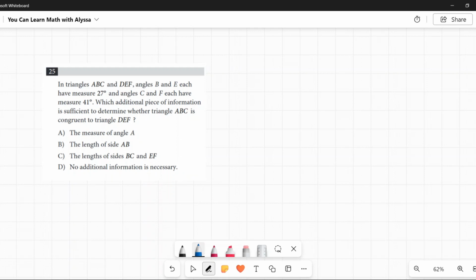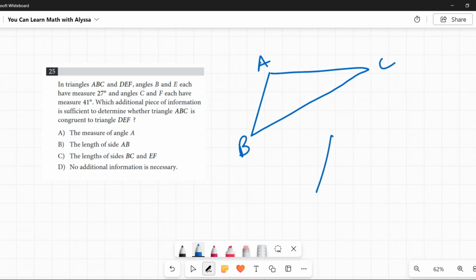25. In triangles ABC and DEF, angles B and E each have a measure of 27 degrees, and C and F each have a measure of 41 degrees. Okay, I'm just going to draw. So we got A, B, C. I probably drew this poorly, but we're going with it. So A, B, C, and I have D, E, F.